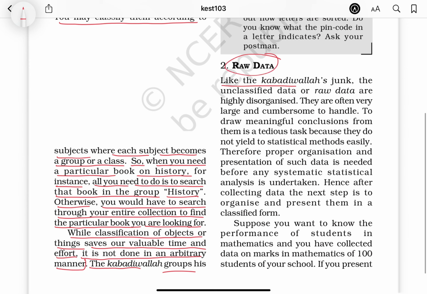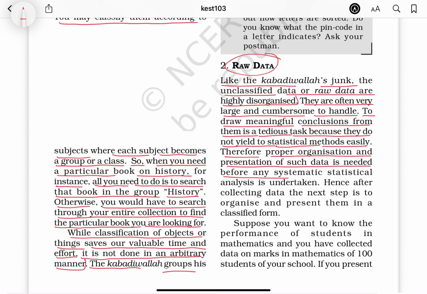Raw data, like the kabadiwala's junk, the unclassified data or raw data are highly disorganized. They are often very large and cumbersome to handle. To draw meaningful conclusions from them is a tedious task because they do not yield to statistical methods easily. Therefore, proper organization and presentation of such data is needed before any systematic statistical analysis is undertaken. Hence, after collecting data, the next step is to organize and present them in classified form.